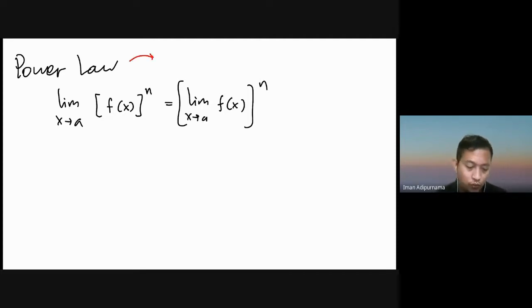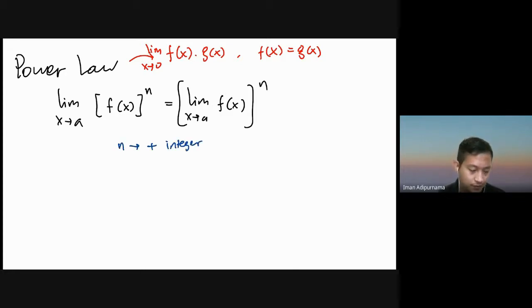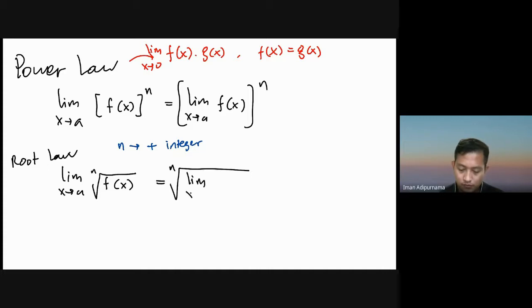This is basically the product law, and if f of x is equal to g of x, then it will be the multiplication of itself, right? And we can write it as a power, and the n should be a positive integer. And the second one, we call the root law, also with a positive integer. Why can it not be negative? Because if you make it negative, it will be a mix between power and root, right? So I will keep them separate.